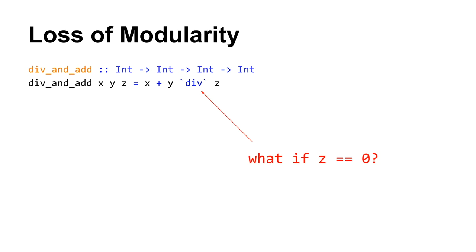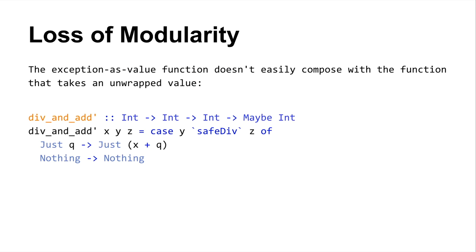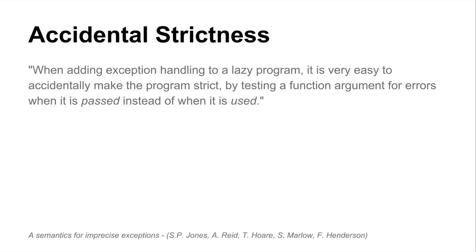And we wonder to ourselves, am I really going to be dividing by 0? Is it really worth the additional characters for this marginal benefit of safety? So the other thing that they talk about in Semantics for Imprecise Exceptions, which is a spectacular paper and really helped me understand how this stuff works in GHC, is that it becomes very easy to accidentally make your lazy Haskell program strict when the return types of your functions are these types that represent success and failure.